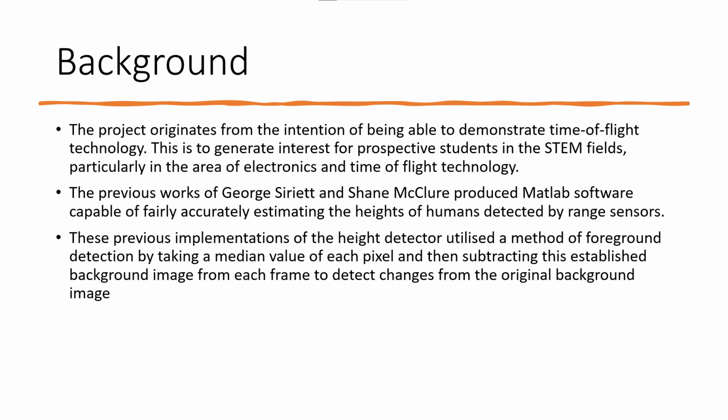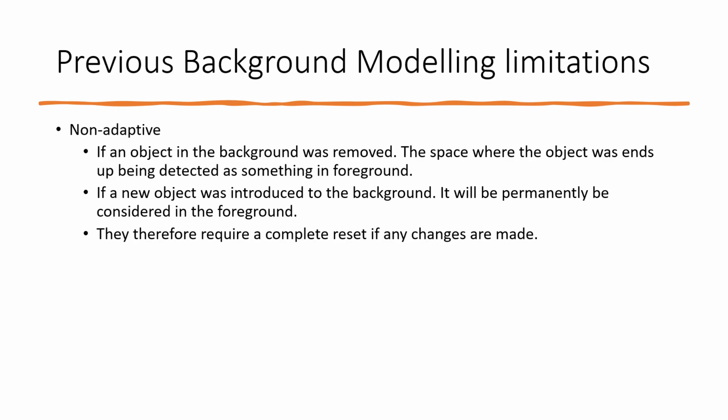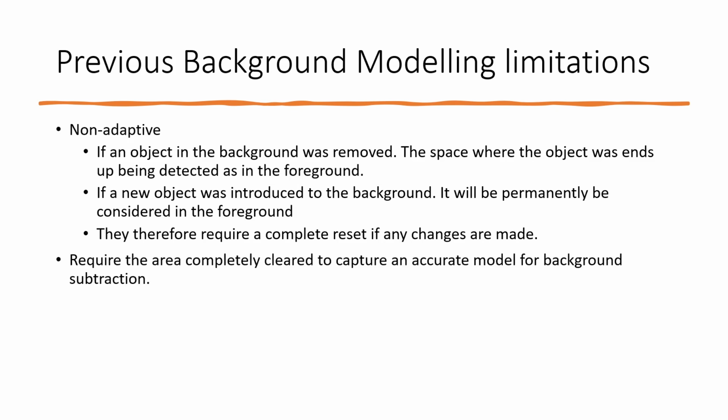George Surratt and Shane McClure have each made work towards creating systems that can fairly accurately measure the heights of detected humans. However, there were some limitations in their methods of detection. The main issue with their methods is that they do not adapt to any changes in the scene's background. This means that if an object is introduced or removed from the scene, the area where changes occur are permanently detected as objects in the foreground. Also, in order to calibrate the background reference, the area has to be completely clear.